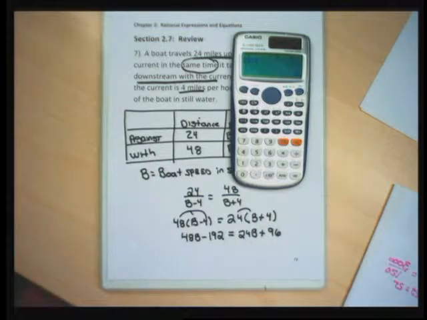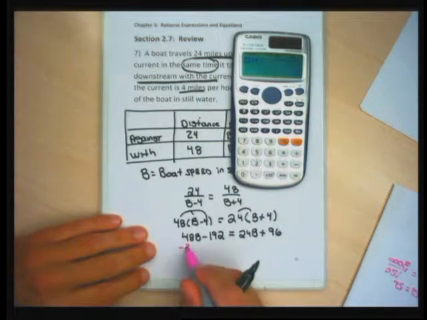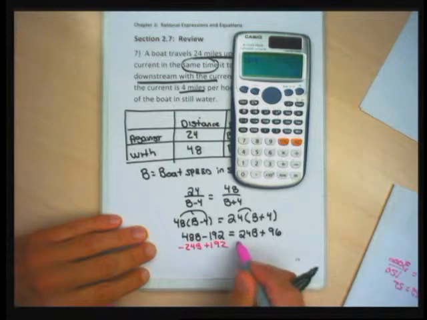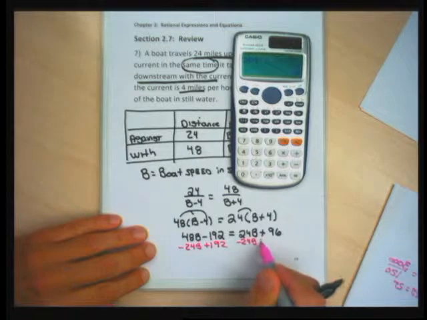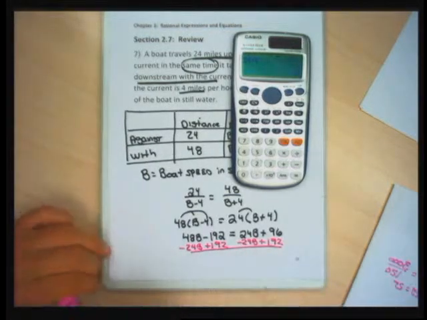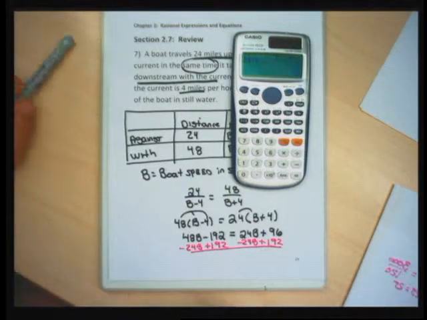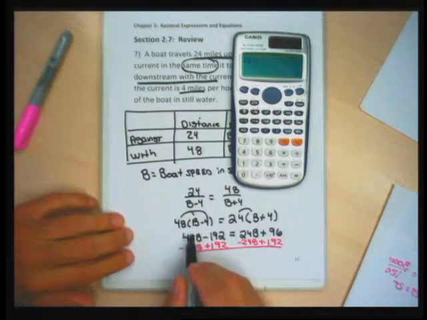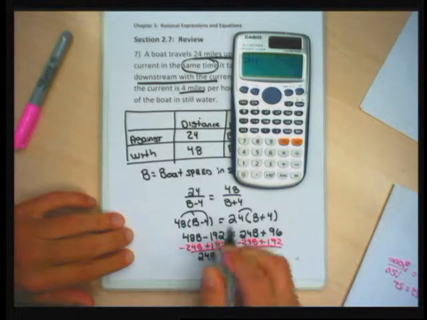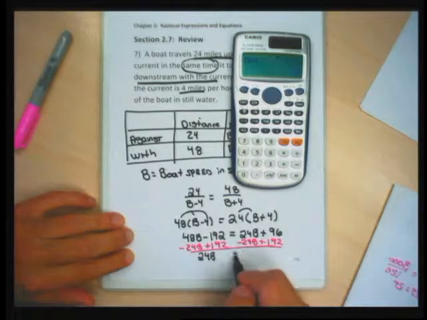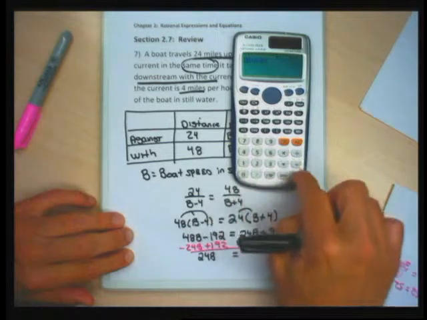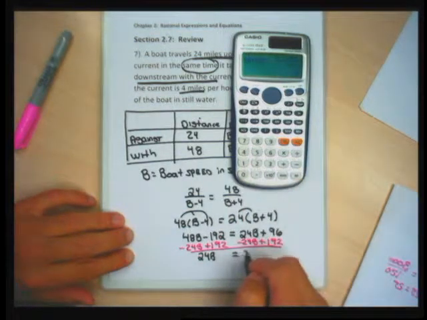No squares, so I don't have to factor. I'm going to minus 24b and add 192 to each side. And I'm only looking for one answer here, so hopefully this kicks it right out to me. On this left side, 48b minus 24b is 24b. The 192s are set up to cancel. On the right side, the 24b's are set up to cancel, and the 96 and the 192 come up to 288.